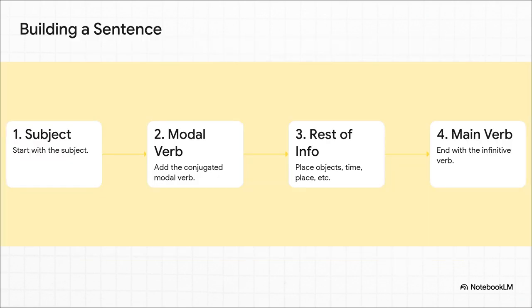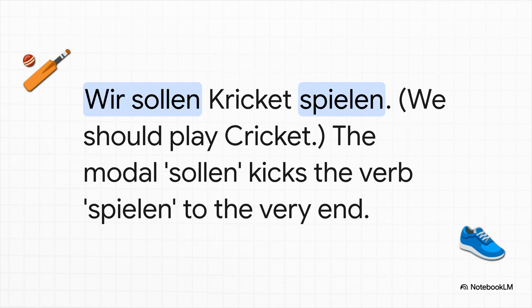So let's build one. It's just 4 simple steps. 1, you start with your subject. 2, you put the modal verb right after it, and make sure you conjugate it correctly. 3, you add all the other stuff, objects, time, whatever. And 4, at the very, very end, you drop in your main verb, but, and this is key, in its original, infinitive form. Let's see this rule in the wild.